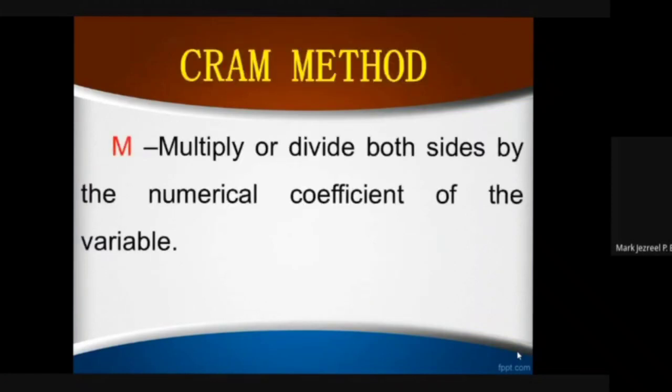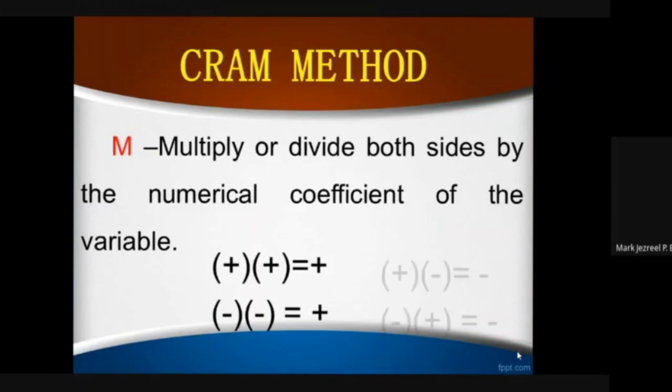And letter M for the CRAM method is multiply or divide both sides by the numerical coefficients of the variable. Quick review, in multiplying, positive times positive is equal to positive. Negative times negative is equal to positive. Positive times negative is equal to negative, and negative times positive is equal to negative, which means if we are multiplying or dividing like signs, the final answer is positive, and if we are multiplying or dividing unlike signs, the final answer is negative.